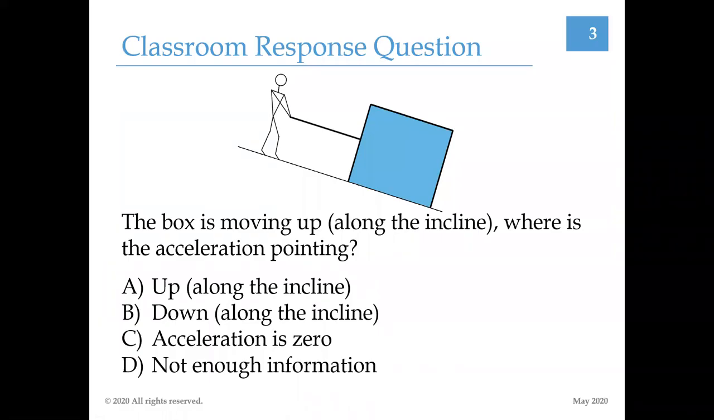To start today, we're going to focus on this question. We have a box that is moving up along the incline as shown, and we want to know where is the acceleration pointing. So it looks like we have this person, looks like they're pulling a block up a ramp, and we want to know, based on that information, where is the acceleration pointing? So go ahead, pause this video, and answer this question on Gradescope.